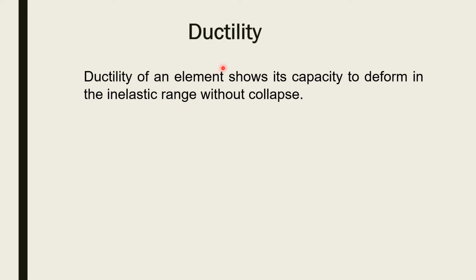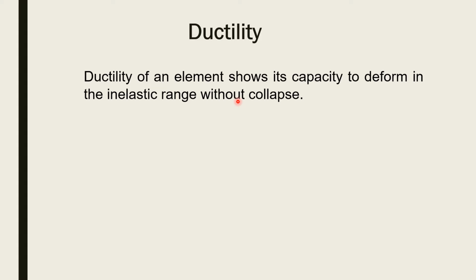Ductility. Ductility of an element shows its capacity to deform in the inelastic range without collapse. For example, in concrete members, reinforcement is present, and in the reinforcement there is yield. There are two main portions: yield region or elastic region and inelastic region.